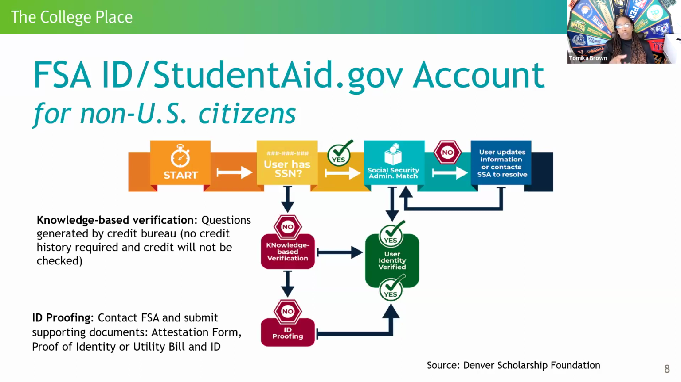If they can't go through the knowledge-based verification process, they'll get a pop-up letting them know that they should contact Federal Student Aid directly. And with Federal Student Aid directly, they will have the opportunity to submit an attestation form, proof of identity, or utility bill and ID. The point of contact at Federal Student Aid will let them know what information they could provide to satisfy their requirements. But the first step is contacting Federal Student Aid directly.